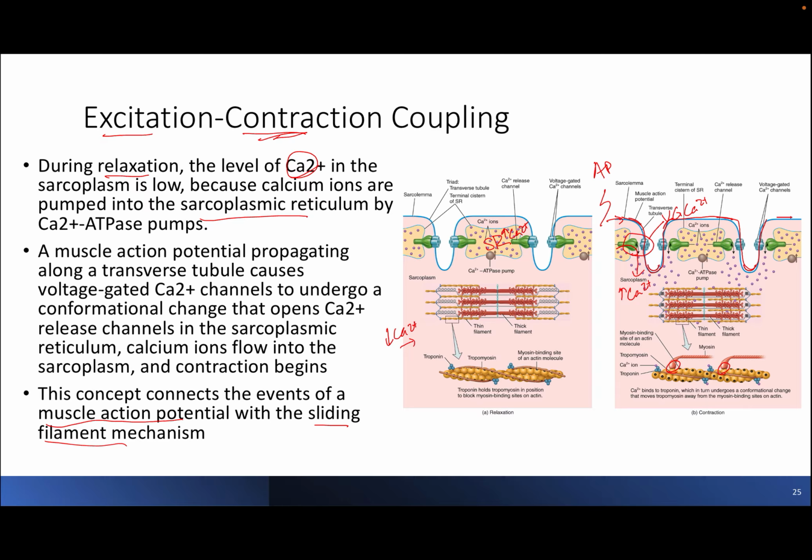So this is a really critical idea to understand how we're bringing it all together. When our action potential spreads through our transverse tubules, it causes the opening of these voltage-gated calcium channels, causing calcium to leak out into the sarcoplasm, where we now have a high intracellular calcium that's going to allow this contraction cycle to proceed. All right.